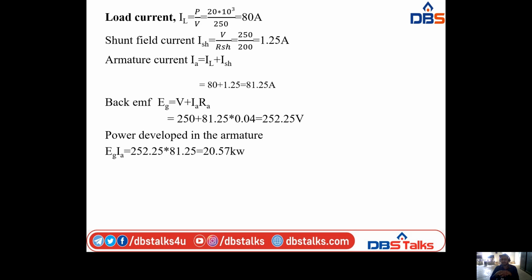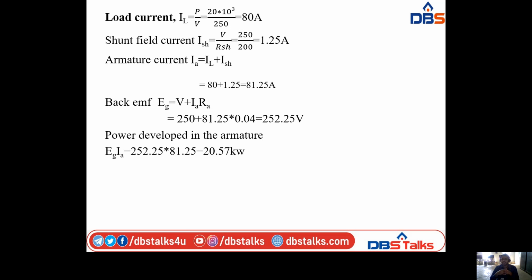The back EMF value for a DC generator, the generated EMF EG, is equal to V plus IA RA. Here the given voltage is 250 plus the armature current we previously calculated, 81.25, into the armature resistance 0.04, and totally we have the generated EMF, that is 252.25 volts. Next, the power developed in the armature is EG into IA. For a DC motor it is EB into IA, and for a DC generator it is EG into IA.